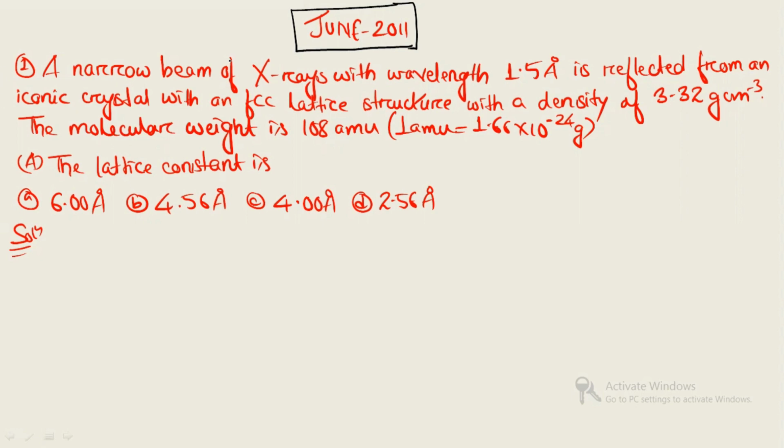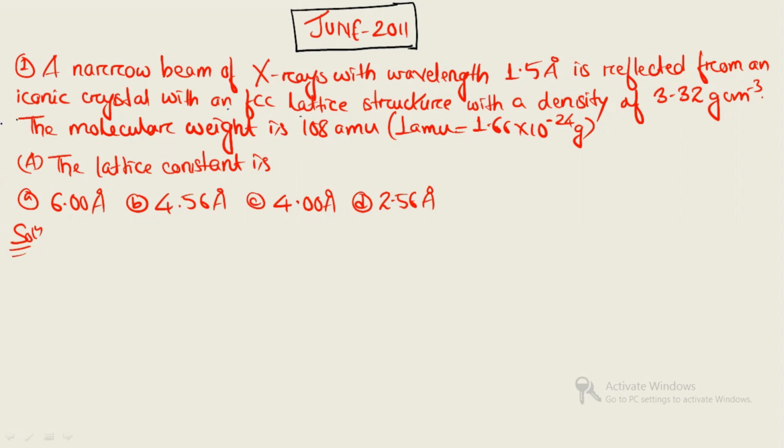So what it is said here, a narrow beam of X-rays with wavelength 1.5 Angstrom is reflected from an ionic crystal with an FCC lattice structure with a density of 3.32 gram centimeter cube inverse. So the molecular weight is 108 atomic mass unit, and 1 atomic mass unit is given. So you will have to calculate the lattice constant.